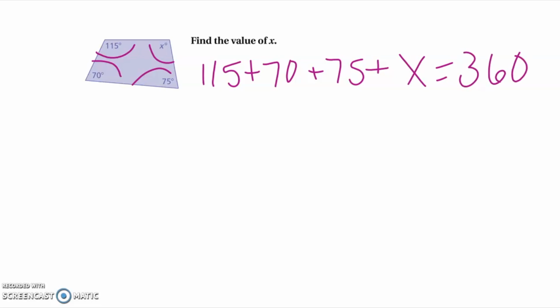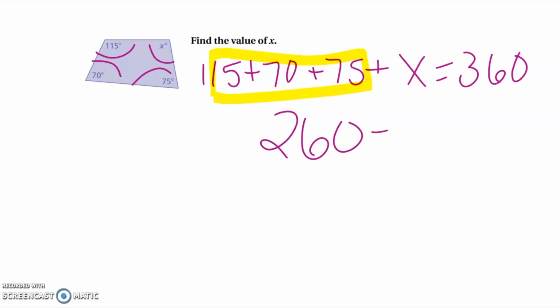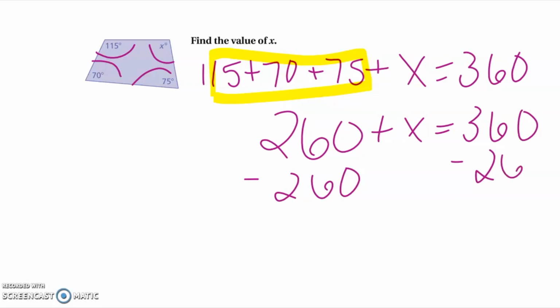So what I'm going to do is I'm just going to solve my equation. I'm going to add the three values that I do know first. 115 plus 70 plus 75. And I get 260 plus x equals 360. And so I subtract my 260, and that tells me that x is 100 degrees.